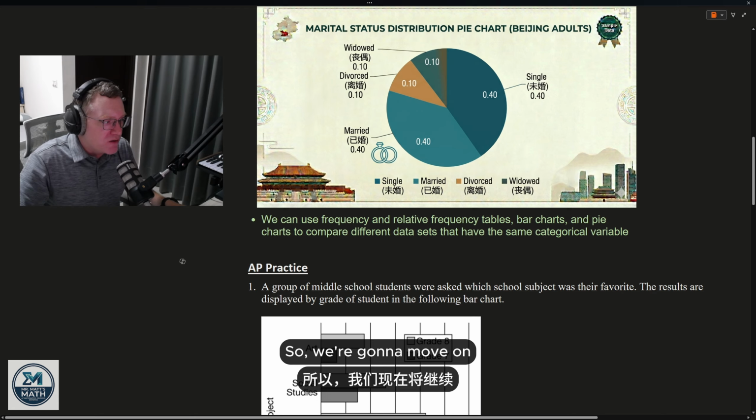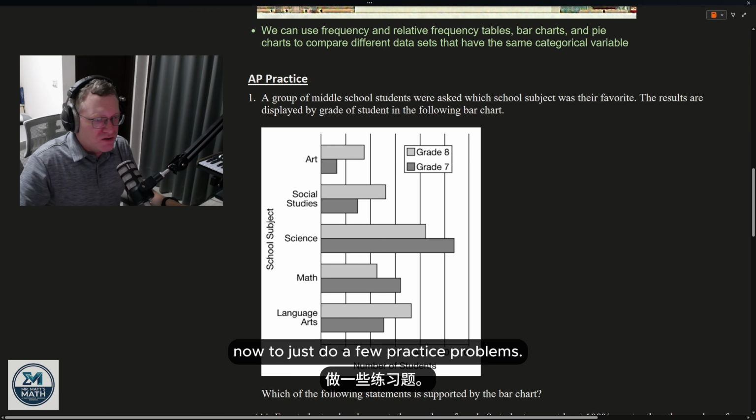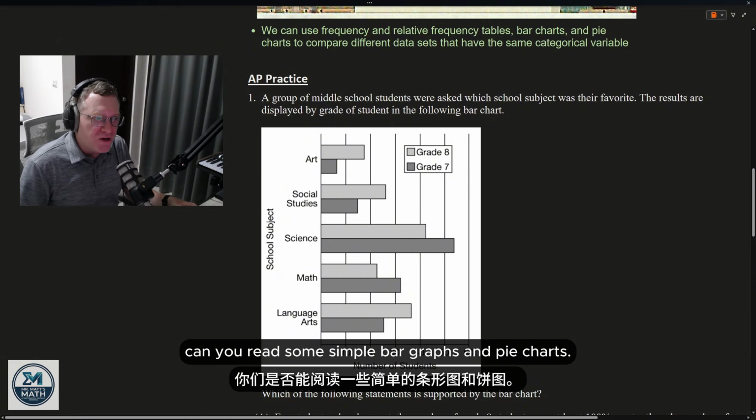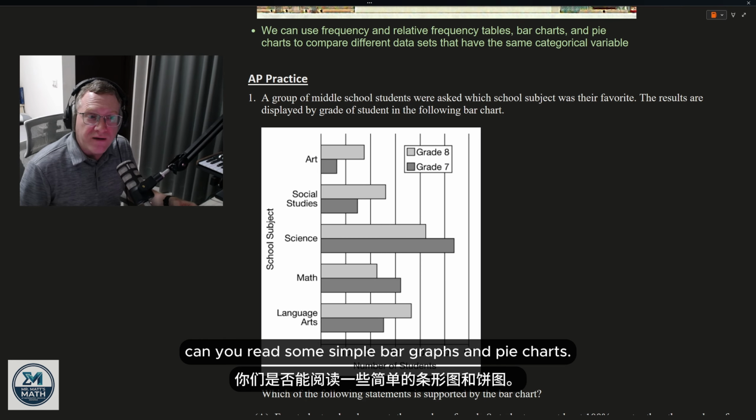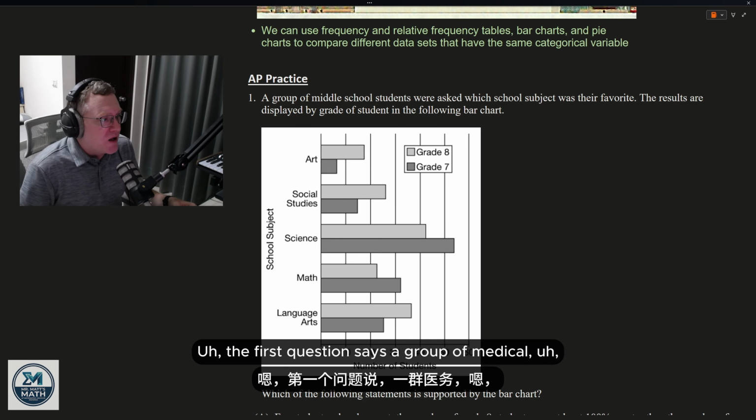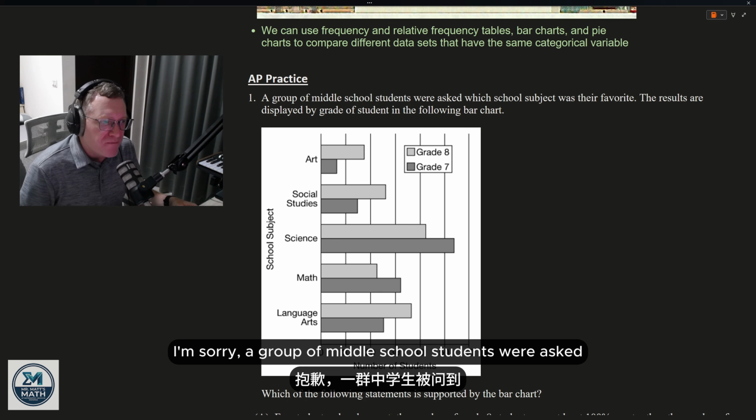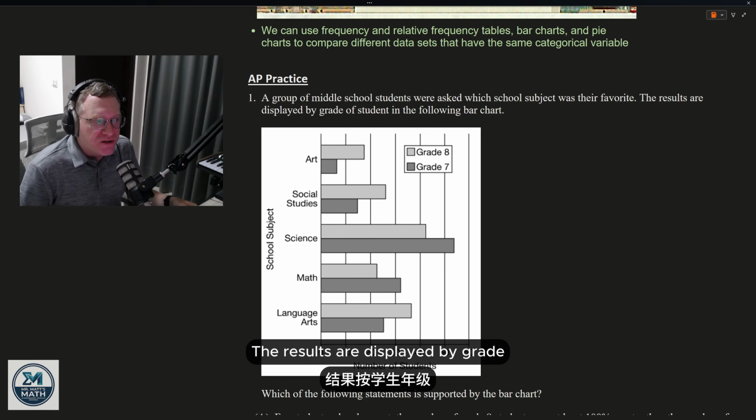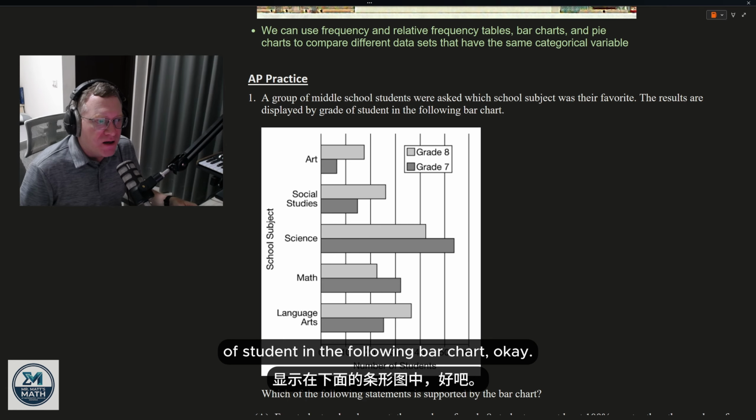Okay, so we're going to move on now to just do a few practice problems. And these should be pretty simple. It's just about, can you read some simple bar graphs and pie charts? The first question says, a group of middle school students were asked which school subject was their favorite. The results are displayed by grade of student in the following bar chart.